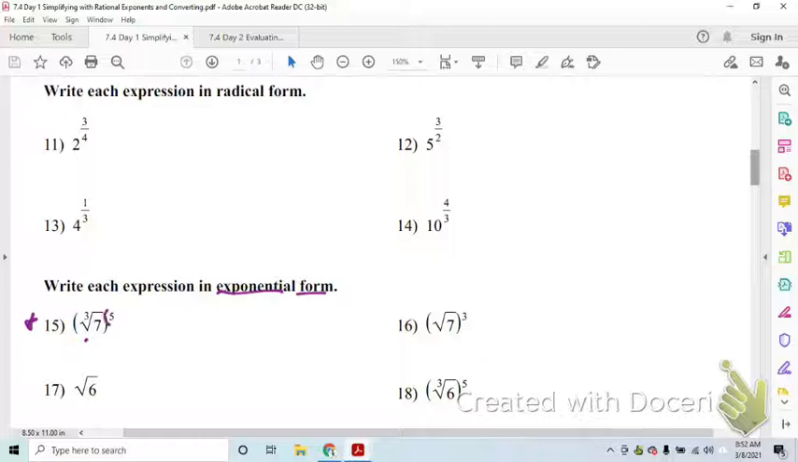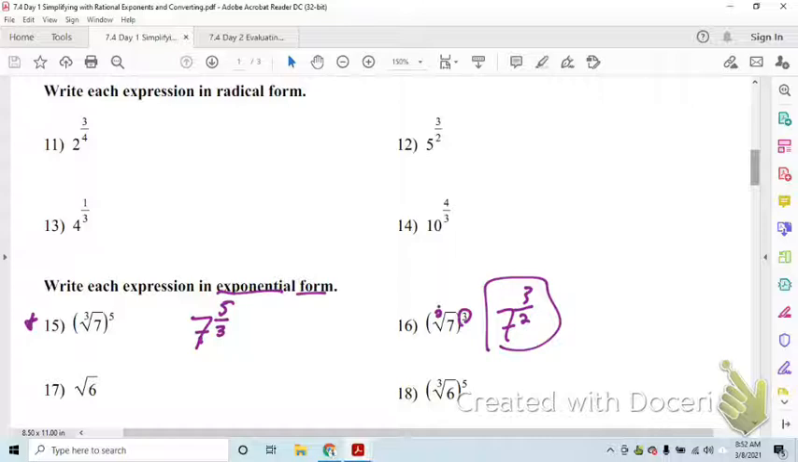So this number, the exponent, will always go in the numerator. This number will be the denominator. So what we can see here is that the third root of 7 to the 5th power can be written as 7 to the 3/5 power. Okay? Just like here, there's a magical little 2 in there. So this would be 7 to the, that goes up top, 3. This number goes on bottom, 2. So 7 to the 3/2 power.